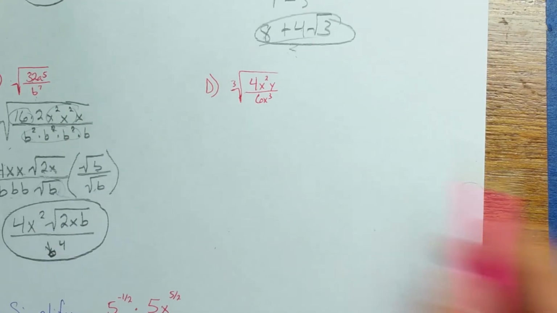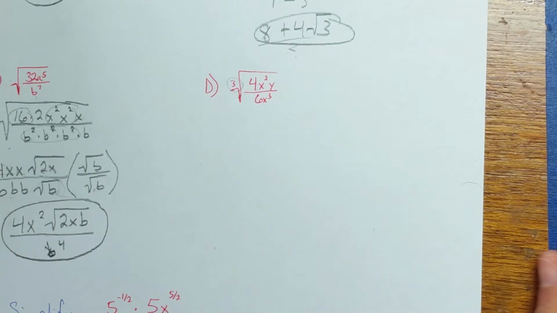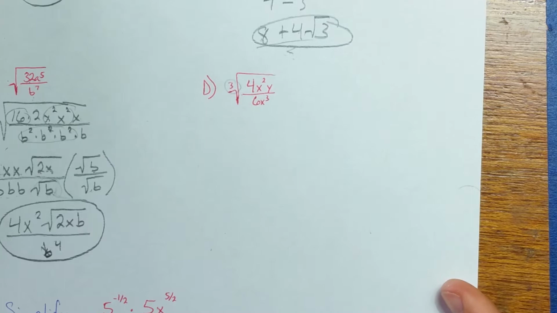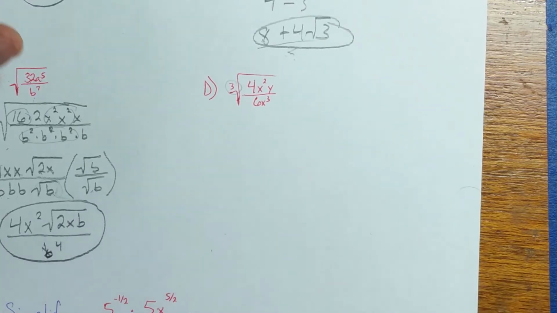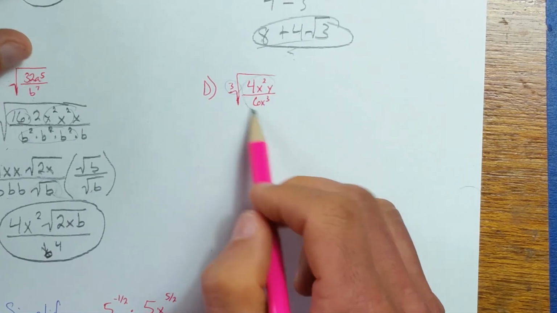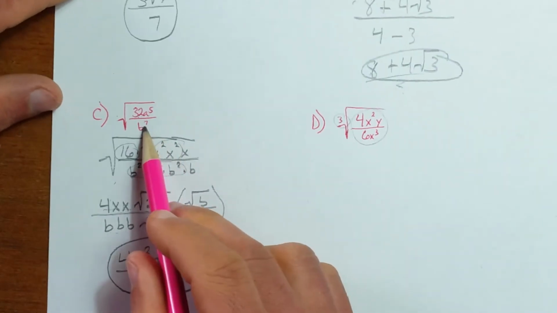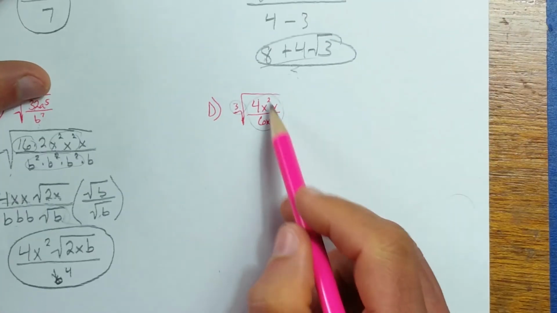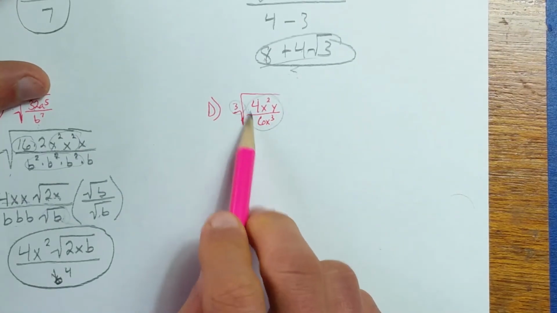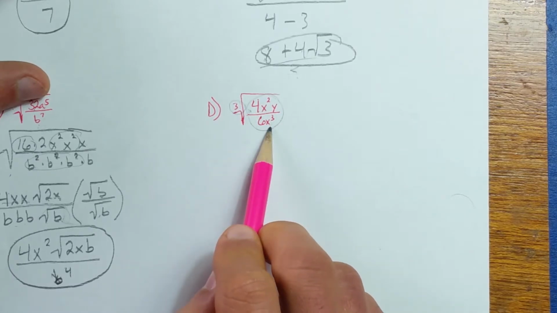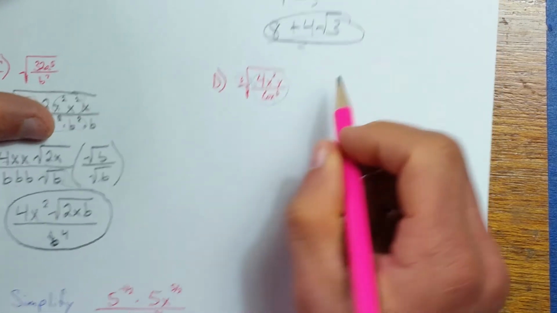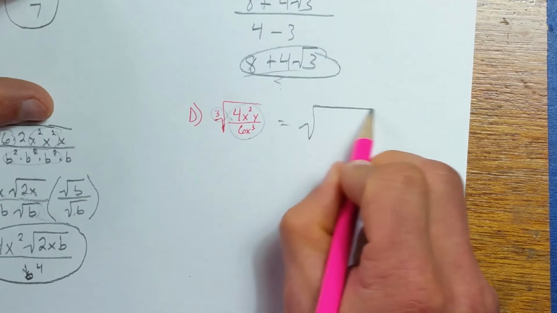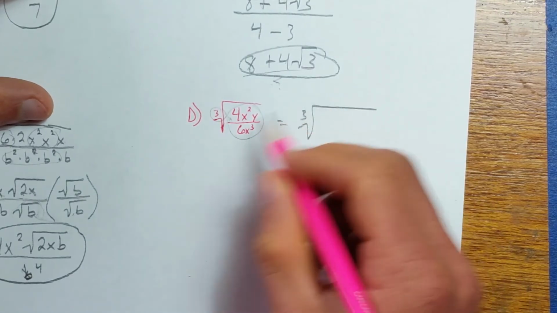Same concept for letter D, but the fact that this is cubic makes it a little bit more tricky. So that means I need groups of 3 that can come out. Now the first thing I would do when I'm given a problem like this, I didn't do it over here because I knew it wasn't going to happen, but this could be simplified. 4 and 6 have 2 in common. X squared, x to the 3rd, that can be simplified. I would do that immediately before I start trying to simplify or rationalize or do anything else.